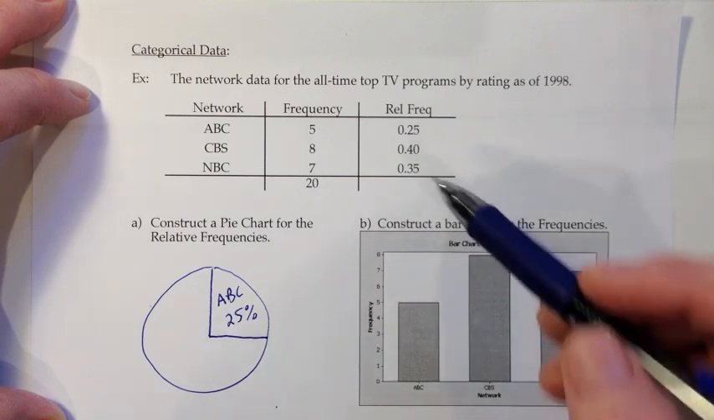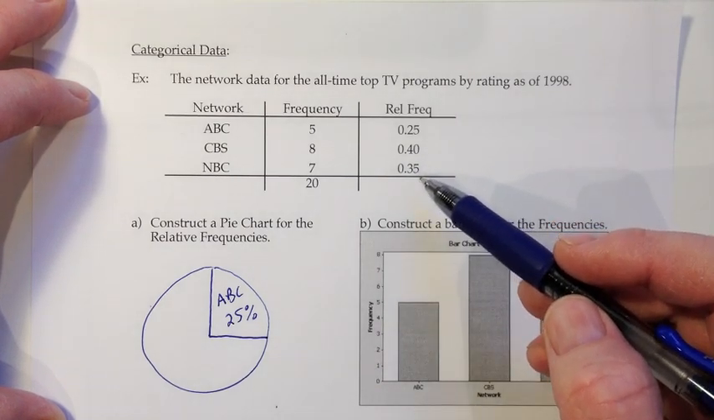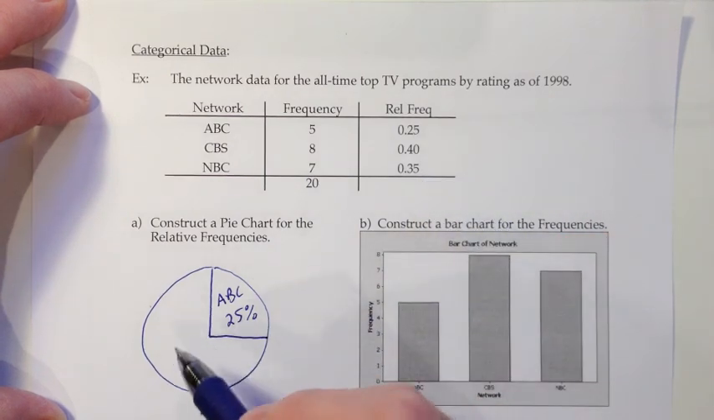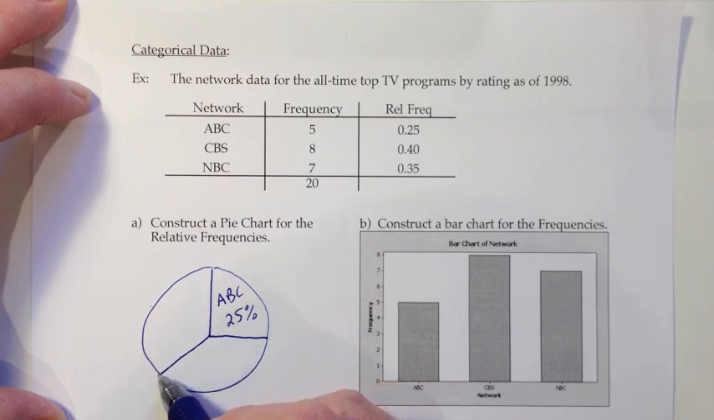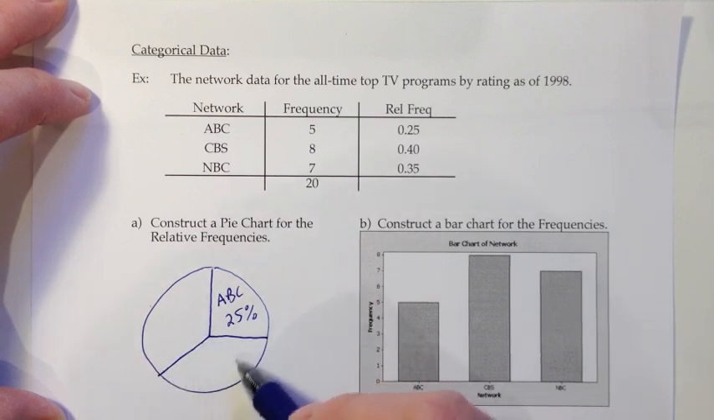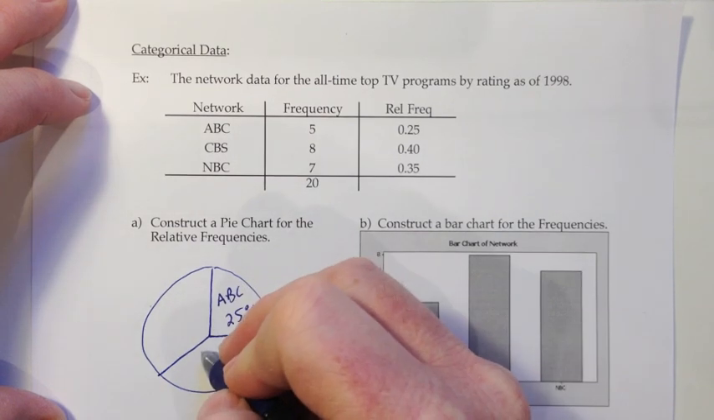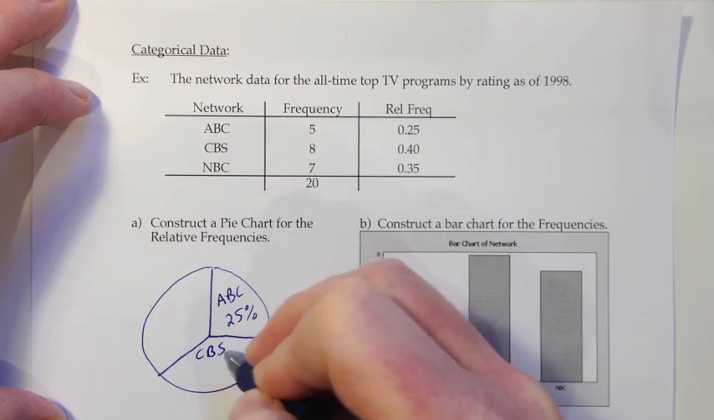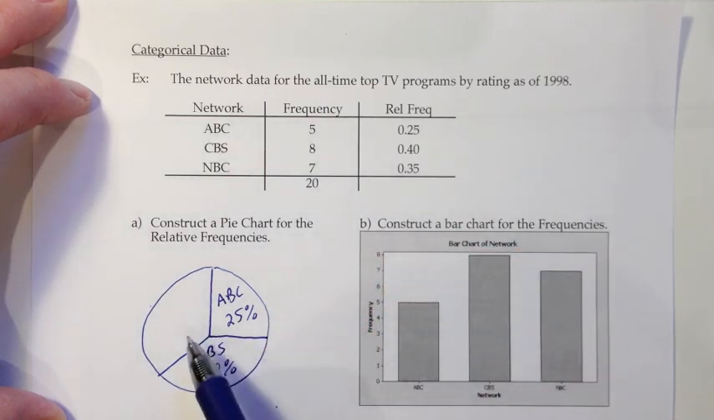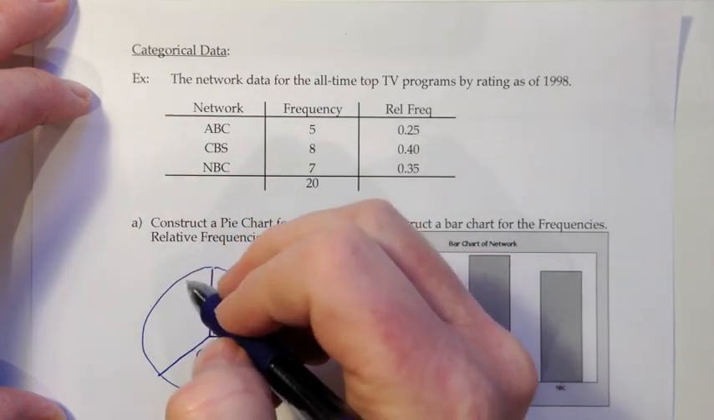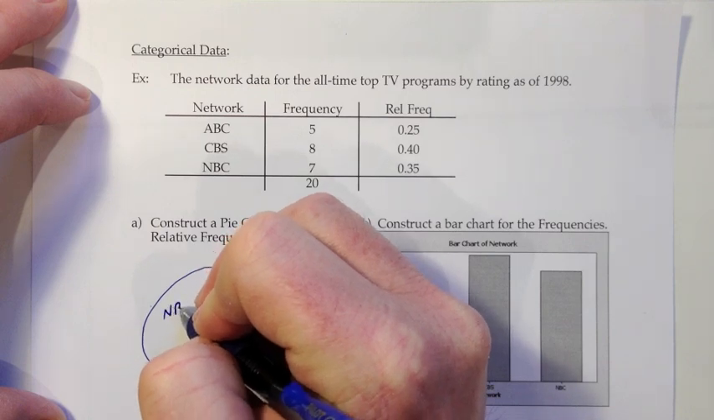And then when it comes to do the 40% and the 35%, I'm just going to do the best I can with those. I'm going to kind of imagine splitting this remaining part in half, and then I'm just going to miss that a little bit on purpose. So it looks like, to me, this one's a little bit bigger. So this one I'm going to call CBS and 40%. And then this wedge over here would be the remaining 35% for NBC.